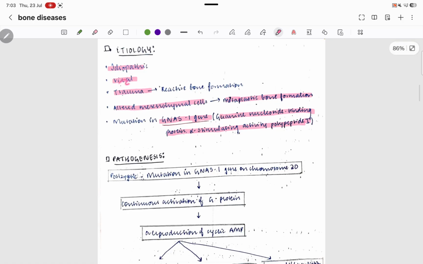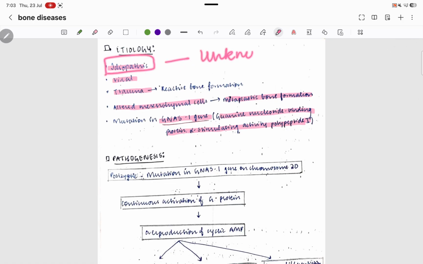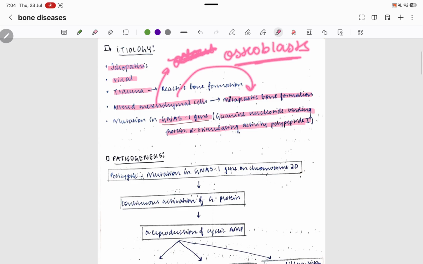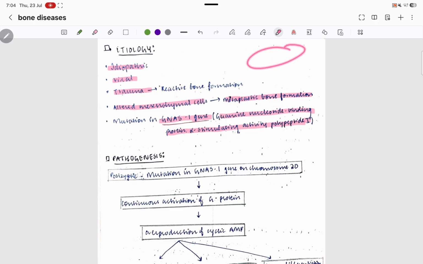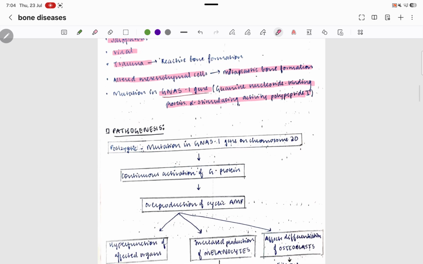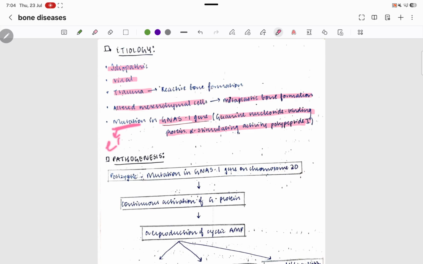Now etiology. First, it is idiopathic, that is, the actual etiology is unknown. Then the predisposing or risk factors could be viral infection, trauma, altered bone formation. Trauma is reactive to bone formation. What actually happens here is there is an alteration in the mesenchymal cells, here your osteoblasts, not odontoblasts. Because of the alteration in these mesenchymal cells, there is metaplastic bone formation. Why these mesenchymal cells are altering, the cause is exactly unknown, or it could be viral or traumatic. Mutation can also be considered as a risk factor or an etiological cause.